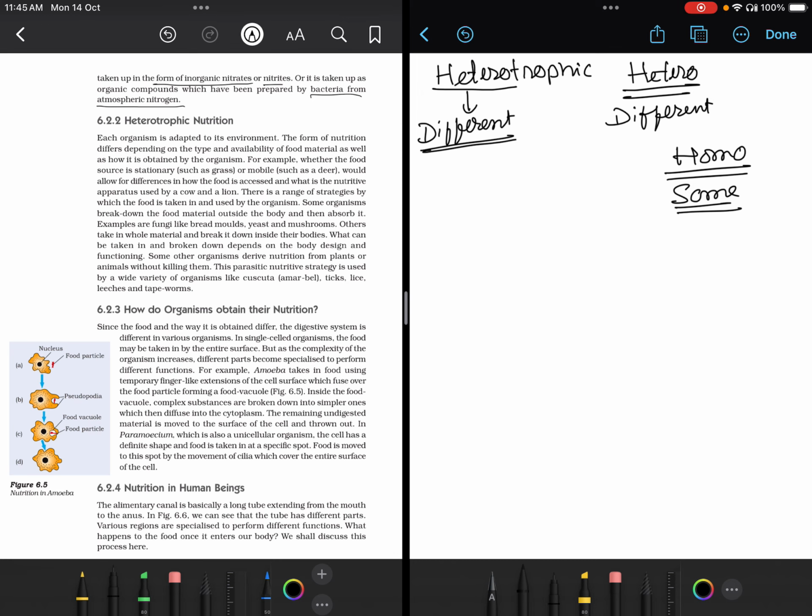The form of nutrition differs depending on the type and availability of food material as well as how it is obtained by the organism. For example, whether the food source is stationary, such as grass, or mobile, such as deer, would allow differences in how food is accessed and what nutritive apparatus is used by a cow and a lion. There is a range of strategies by which food is taken in and used by the organism.